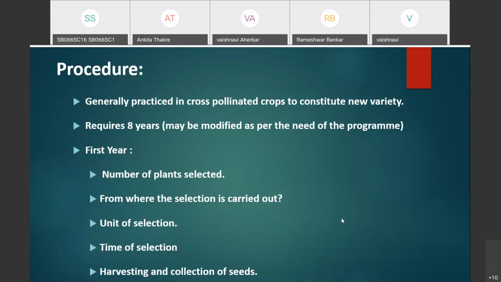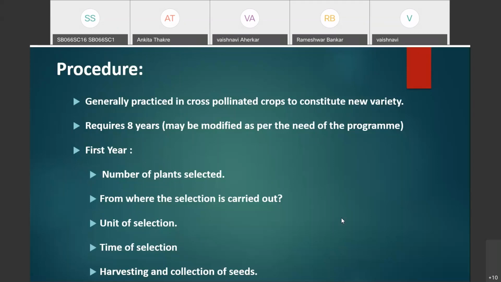Mass selection is generally practiced in cross pollinated crops, because this method completely depends upon the genetic variability in the plants. The more the genetic variability, the more the chances of getting a new improved variety, because mass selection cannot be carried out in a population which is already uniform. That's why this method is not used for self pollinated crops, because self pollinated crops are naturally homozygous and have very little genetic variation.